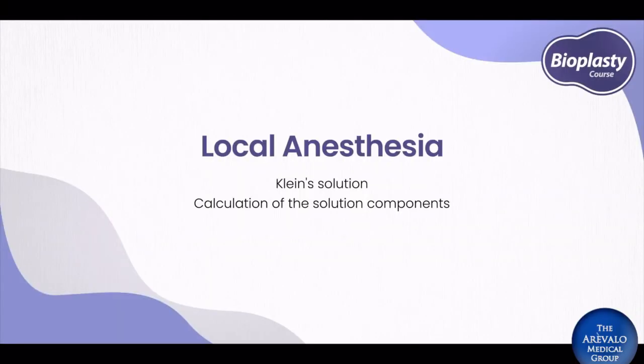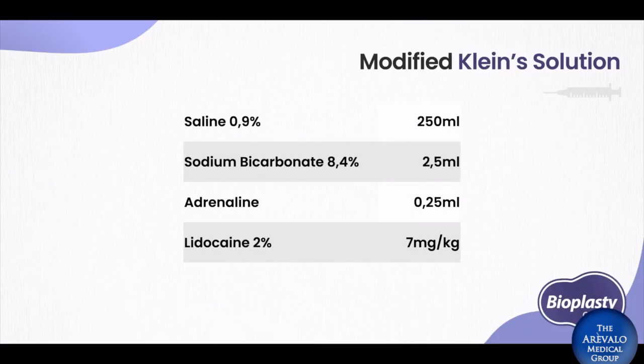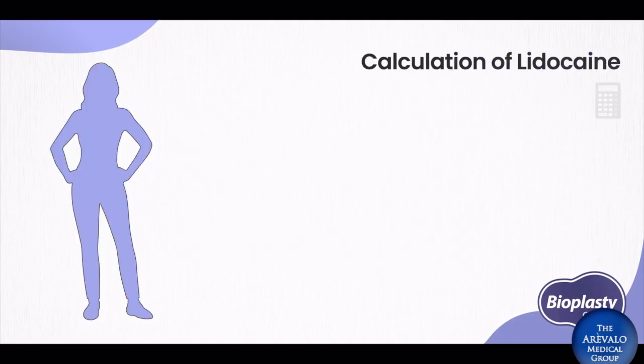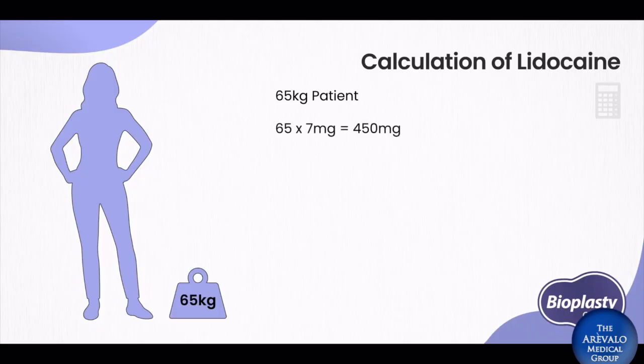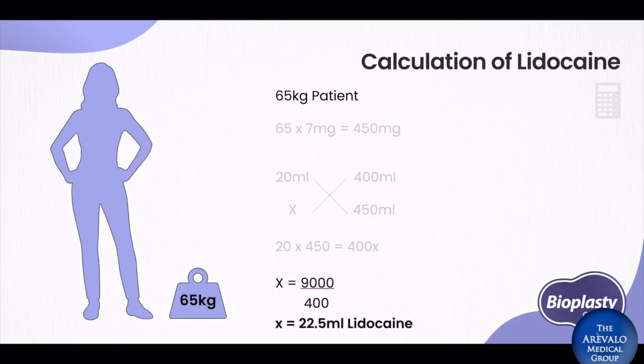The anesthesia used in gluteal bioplasty is Klein's solution. The formula is as follows: 250 ml of saline 0.9%, 2.5 ml 8.4% sodium bicarbonate, 0.5% of adrenaline, and 7 mg per kilogram of 2% lidocaine. For example, let's do the calculation for a 65 kilos patient. 65 times 7 mg of lidocaine, that's 450 mg. Making a simple rule of 3, we arrive at the result of 22.5 ml of lidocaine.